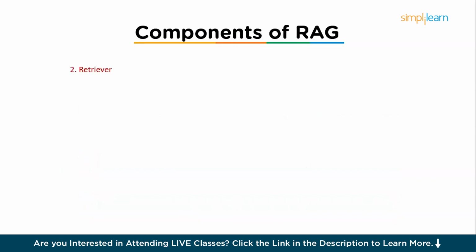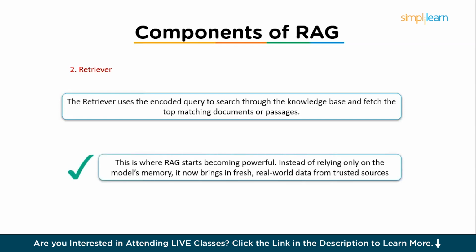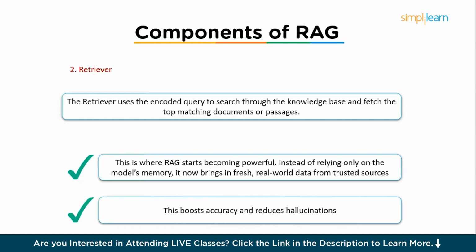Then let's move on to the second one, the retriever. So what does it do? The retriever uses the encoded query to search through the knowledge base and fetch the top matching documents or passages. So how does it help RAG? This is where RAG starts becoming powerful. Instead of relying on the model's memory, it now brings in fresh, real-world data from trusted sources. This also boosts accuracy and reduces hallucinations.